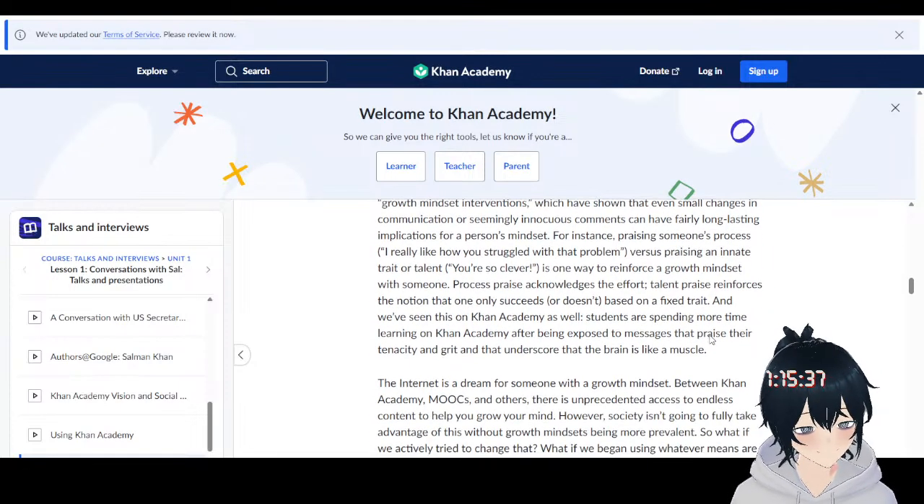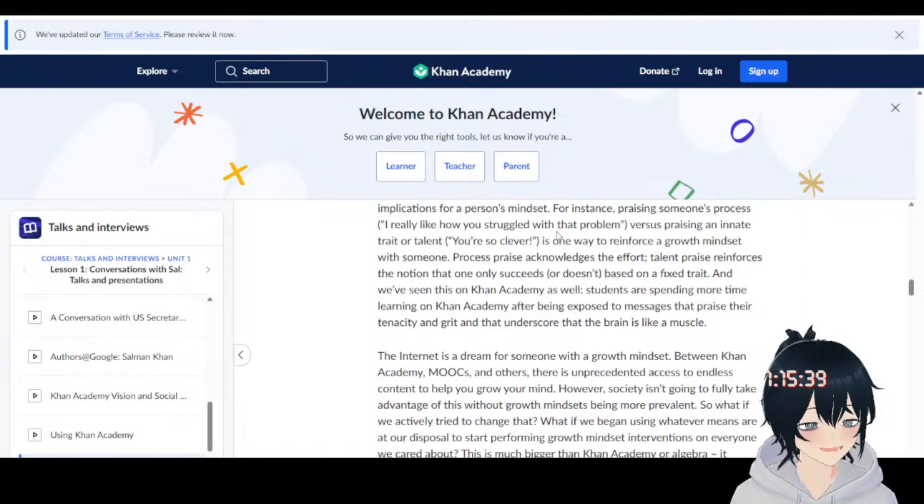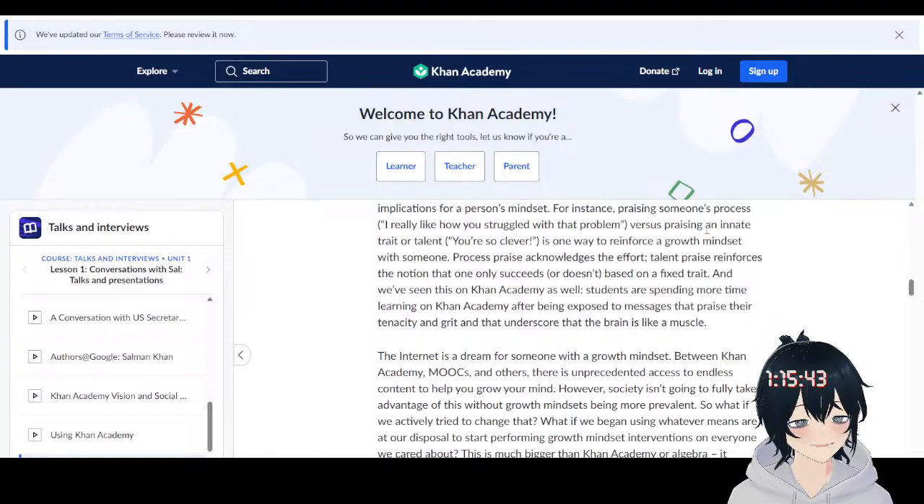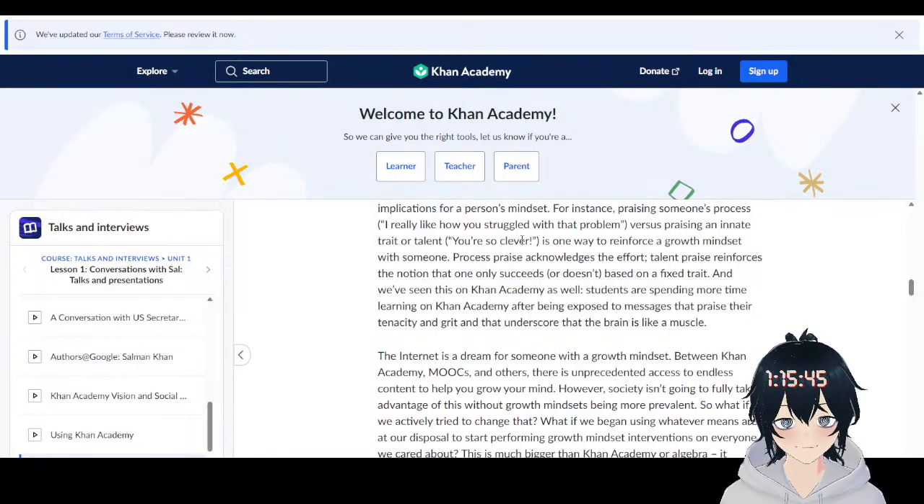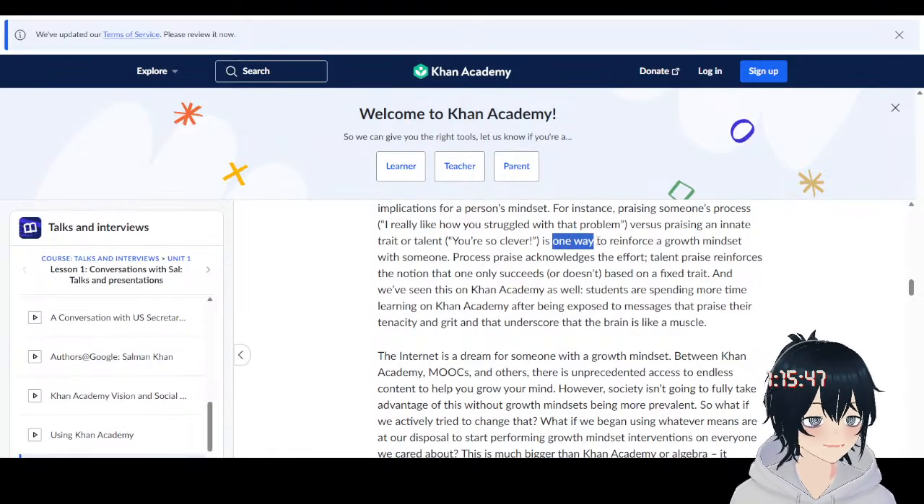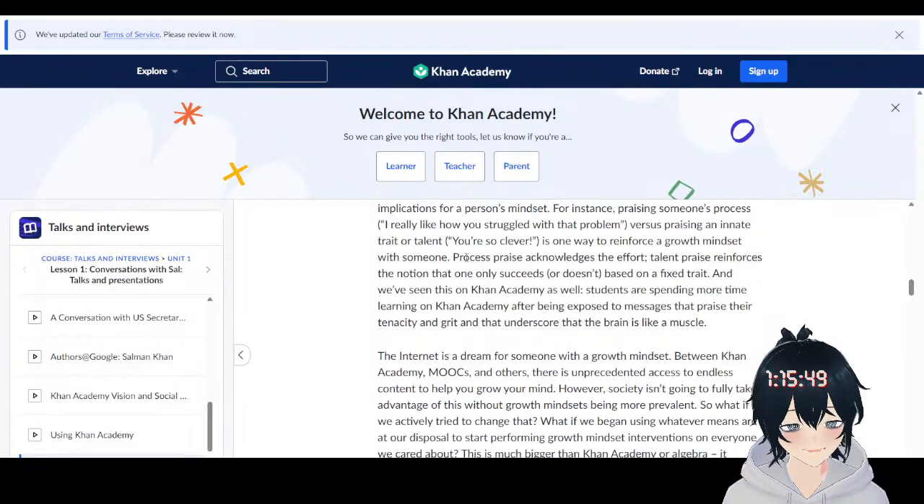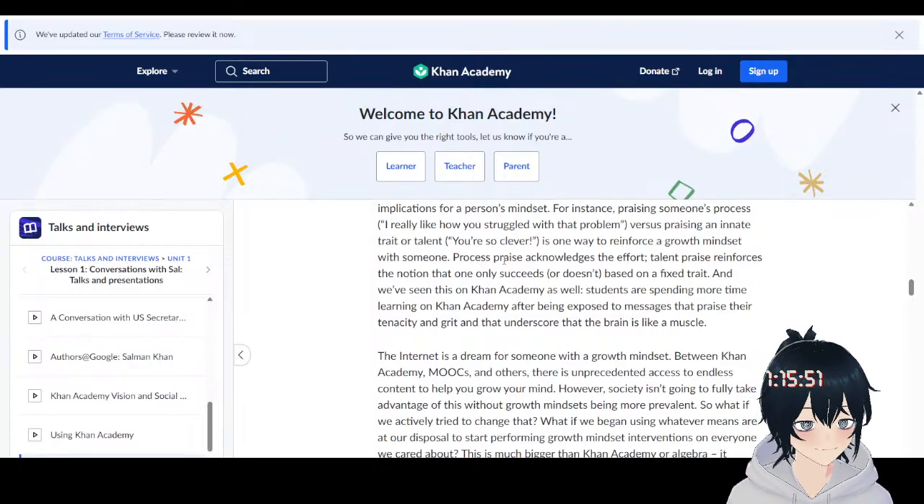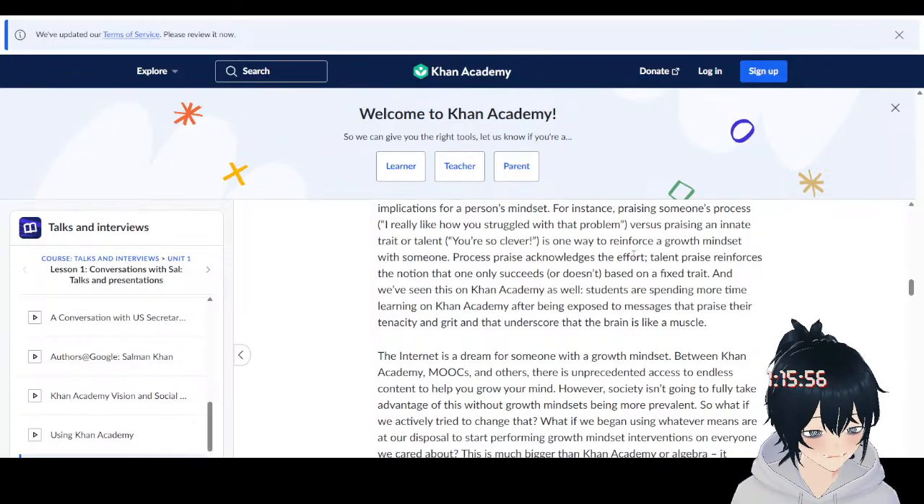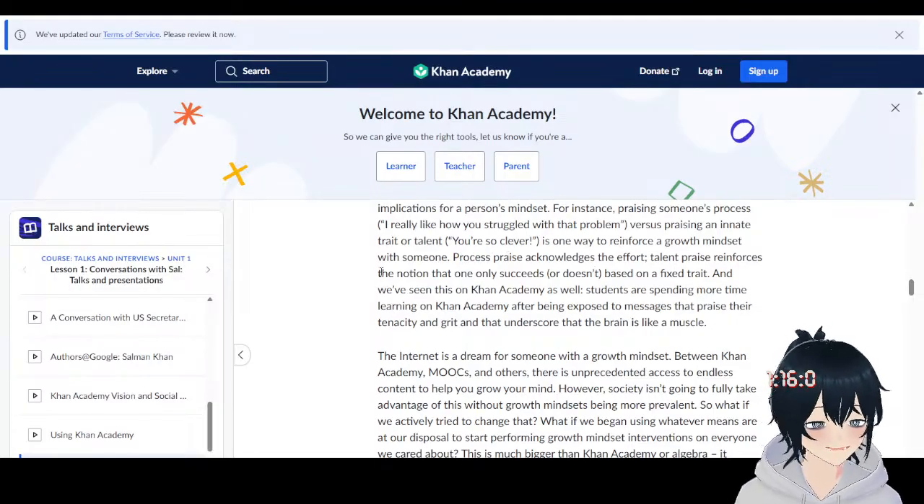Fleeting comments. For instance, praising someone's process: "I really like how you struggle with that problem," versus praising an innate talent or trait: "You're so clever," is one way to reinforce a growth mindset with someone. Process praise acknowledges the effort. Talent praise reinforces the notion that one only succeeds based on a fixed trait.